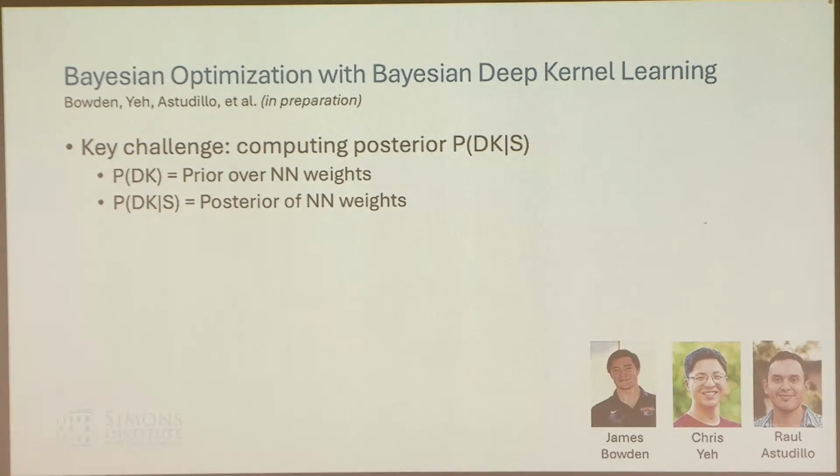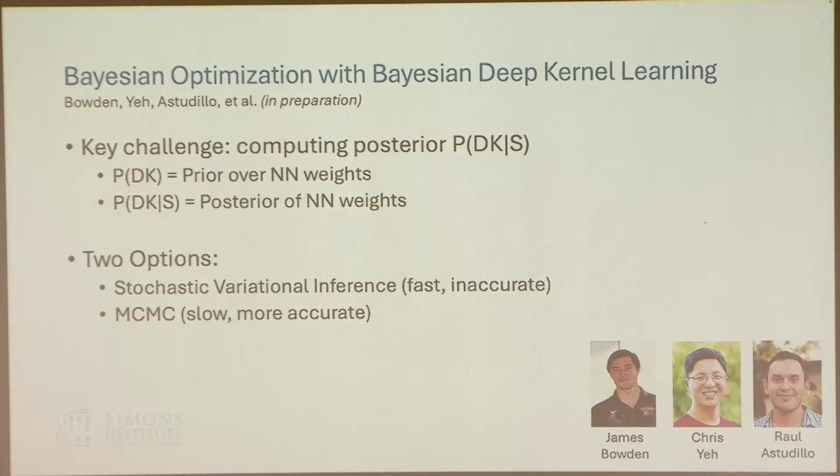The key challenge is actually, as you might have guessed, computing this posterior. And so that essentially means, if I have a prior over the deep kernel, for us, it's a prior over the neural net weights, and then a posterior over the deep kernel is the posterior of the neural net weights conditioned on the data. And essentially, we looked at two different options for computing this posterior. One is stochastic variational inference, which is very fast, but it turns out quite inaccurate in capturing the posterior. And the other one is MCMC, which is slow but much, much more accurate.